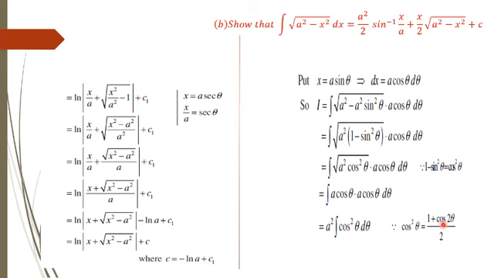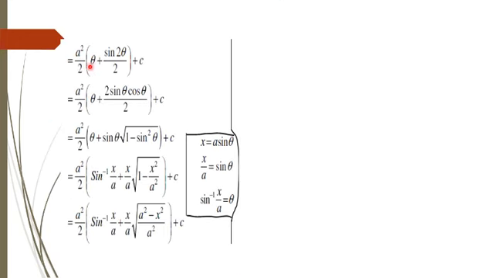Cos square theta is (1 plus cos 2 theta) by 2, and we know that integration of 1 with respect to theta is theta, and integration of cos 2 theta will be sin 2 theta over 2. So a square over 2 theta plus sin 2 theta over 2 plus c, and we can write sin 2 theta is equal to 2 sin theta cos theta, the double angle identity.